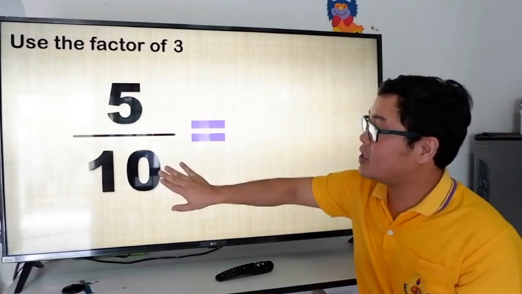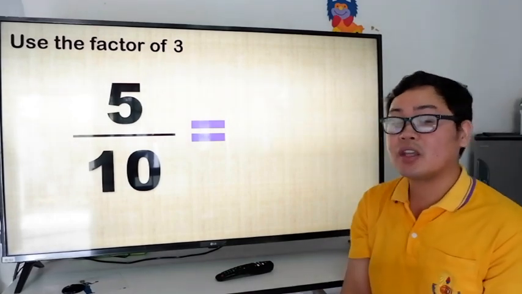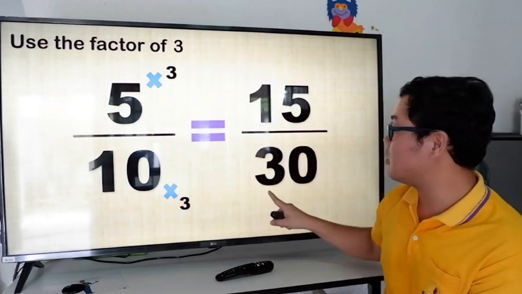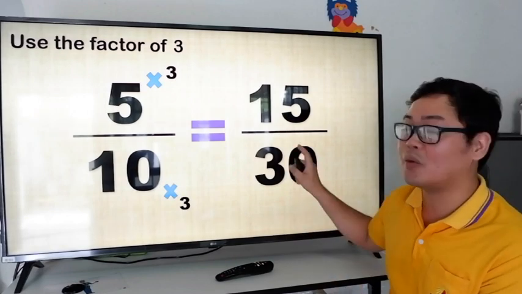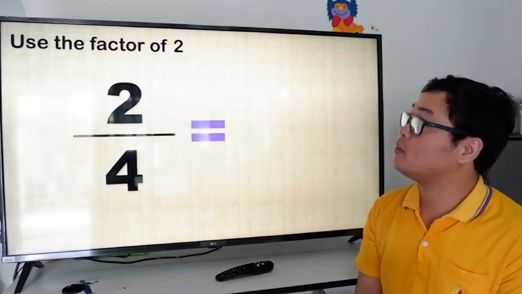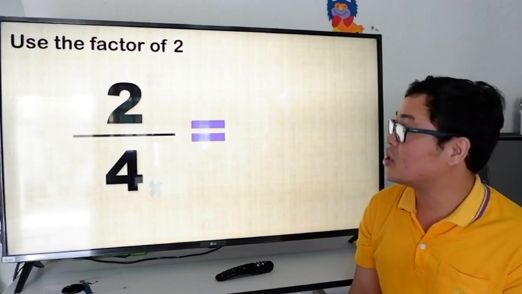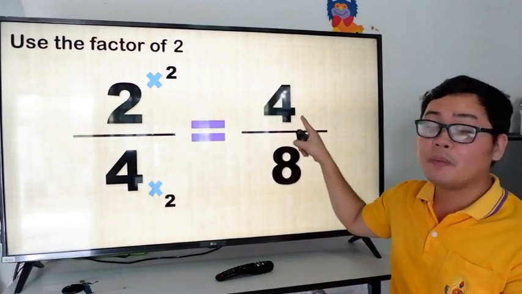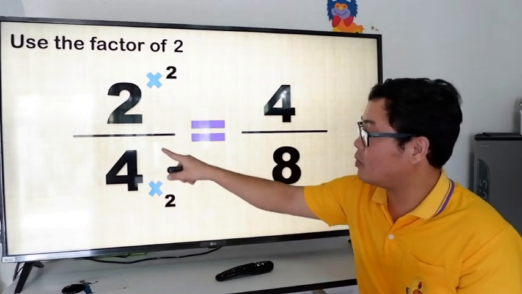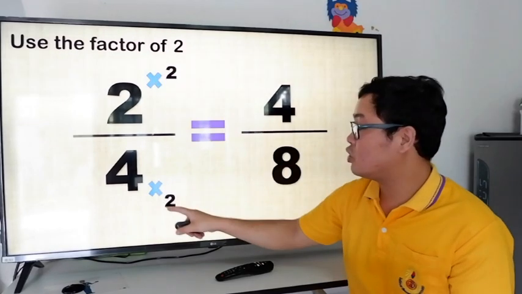So we have 5/10. So we are going to get the equivalent fraction of 5/10 using the factor of 3. So we have 5 times 3 is equals to 15 and 10 times 3 is equals to 30. Okay, this is the equivalent fraction of 5/10. Next is 2/4. We are going to use the factor of 2 to get our equivalent fraction of 2/4. So we have 2 times 2 is equals to 4. 4 times 2 is equals to 8. So that's why 2/4 is equivalent fraction of 4/8 if we are going to use the factor of 2.